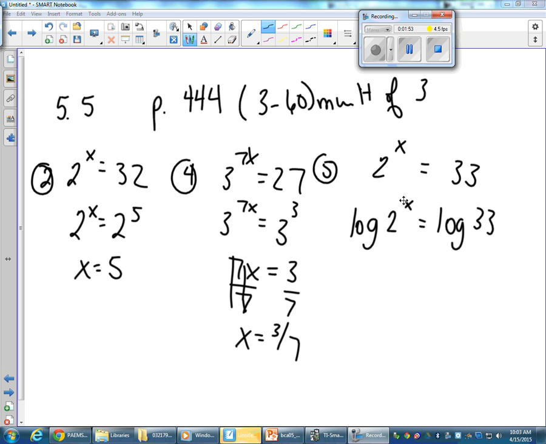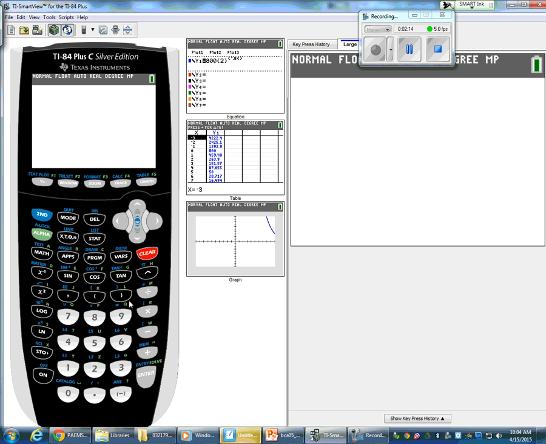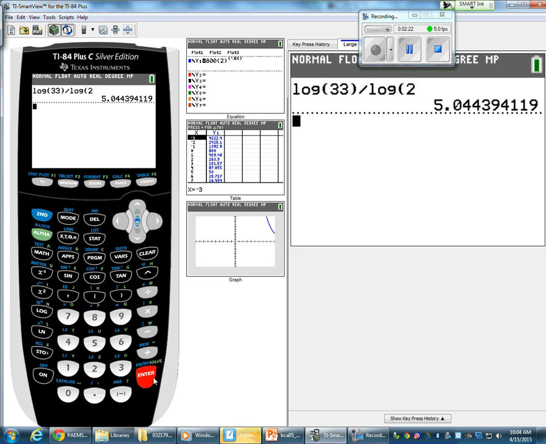Bring this x that's the exponent, use your power rule, bring it to the front. So it becomes x log of 2 equals log of 33. Then to solve for x, all I have to do is divide by the log of 2. Be careful when you do this on your calculator. Make sure you're using your parentheses like you should. So x will equal the log of 33 divided by the log of 2. Log of 33, close my parentheses, divided by the log of 2. And my answer for x is going to be 5.044.